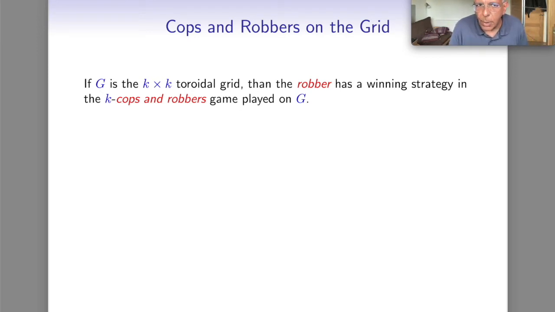But before that, it's worth knowing that we do have graphs G of arbitrarily large TreeWidth, where you can take the cops and robbers game as the definition of TreeWidth. And an example is what I call the k by k toroidal grid. So the claim is if the graph G is a k by k toroidal grid, then the robber has a winning strategy in the k cops and robbers game played on G. What do I mean by the k by k toroidal grid? Let me draw it for you.